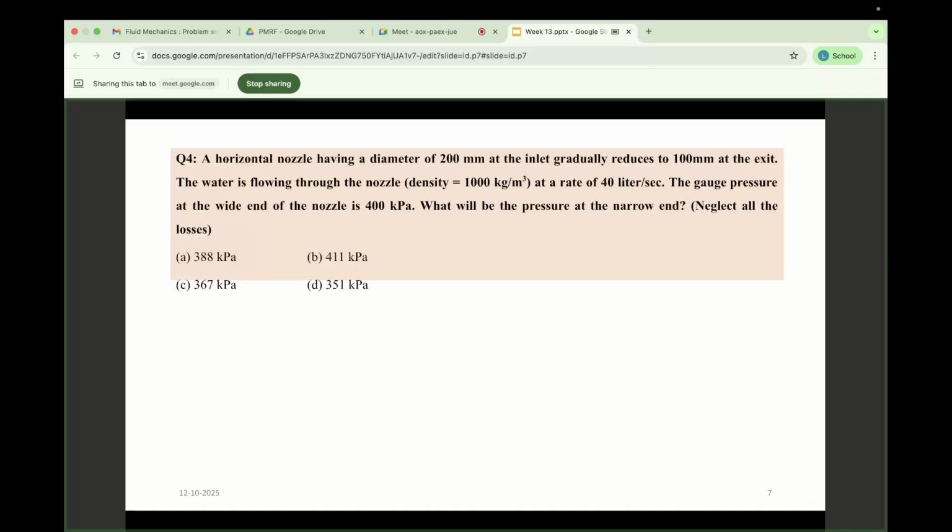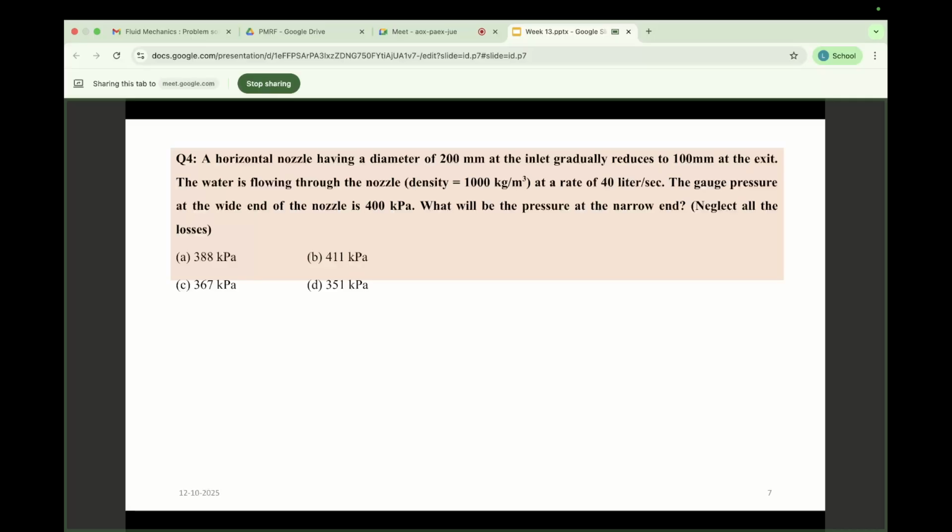So up to this is some important concepts regarding this third module. The previous one I have already discussed. Now I am moving to the next module, the fourth module. In the fourth module, we have studied the conservation of momentum equation and Bernoulli's equation. Mainly we deal with Bernoulli's equation.